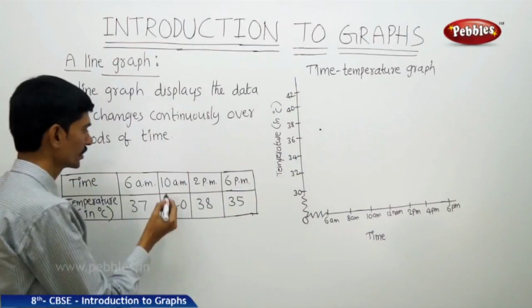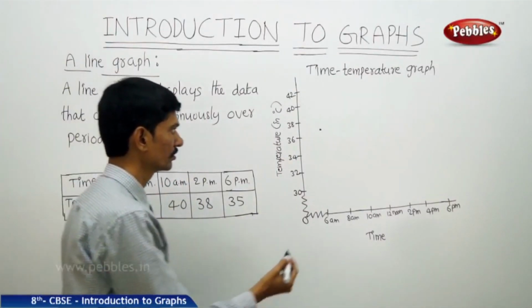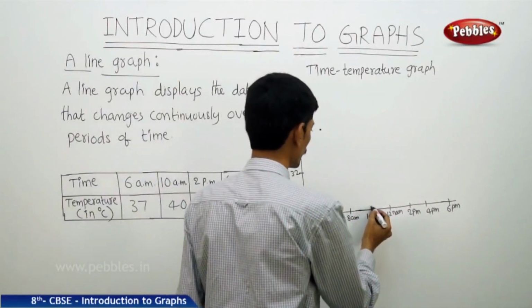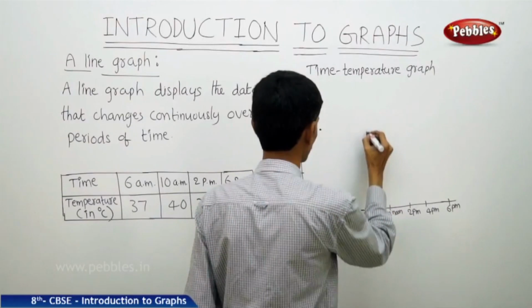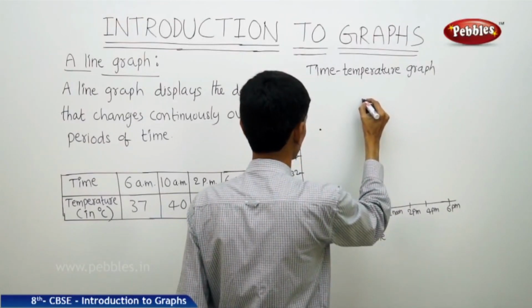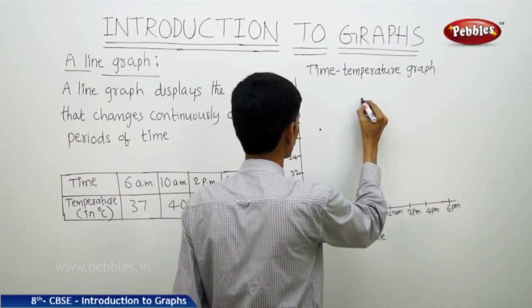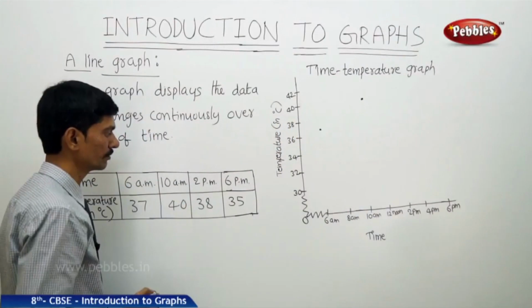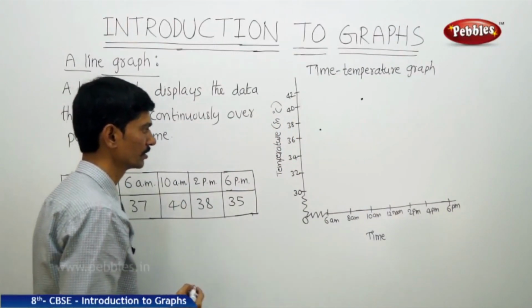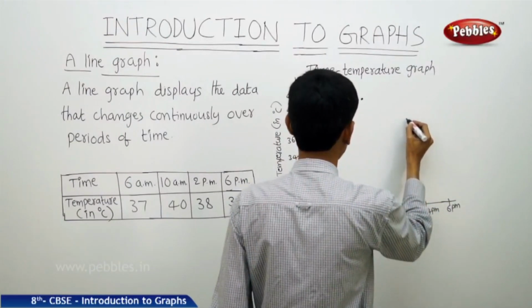Then at 10 a.m. her body temperature is 40 degrees centigrade. So let us represent her body temperature at 10 a.m. It is 40 degrees centigrade. The next, at 2 p.m., her body temperature was 38 degrees centigrade.